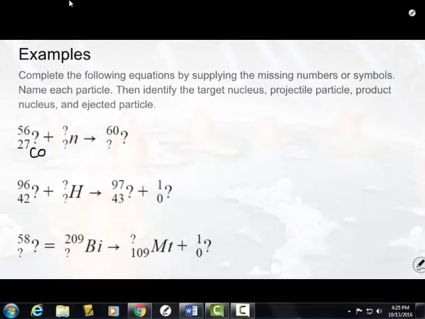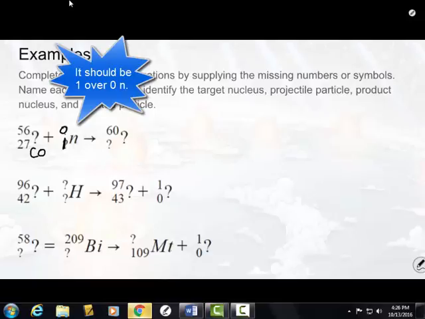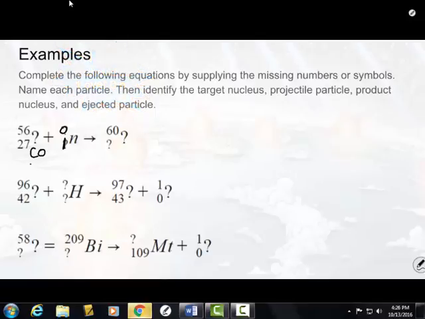Next we're going to look at the next particle. So we have 0 or question mark over question mark with an N. N stands for our neutron, and so neutron is 0 over 1. Okay. And then we have to figure out what we make. So we have 60 over question mark with another question mark. Remember, we've got to get the bottom numbers to equal and the top numbers to equal. So let's figure out what the bottom number should be. On this side we have 28 and a 1. So that means on this side we have to have 29. And then we look up on our periodic table, what is element 29? And element 29 is copper.